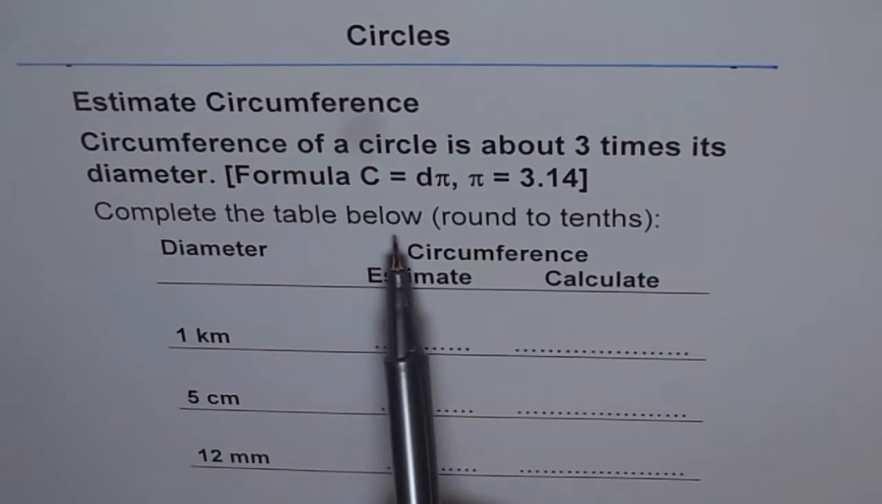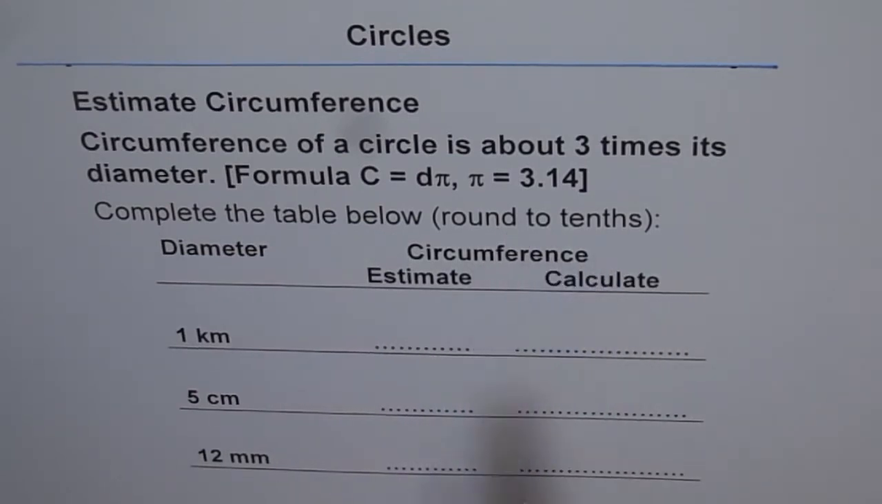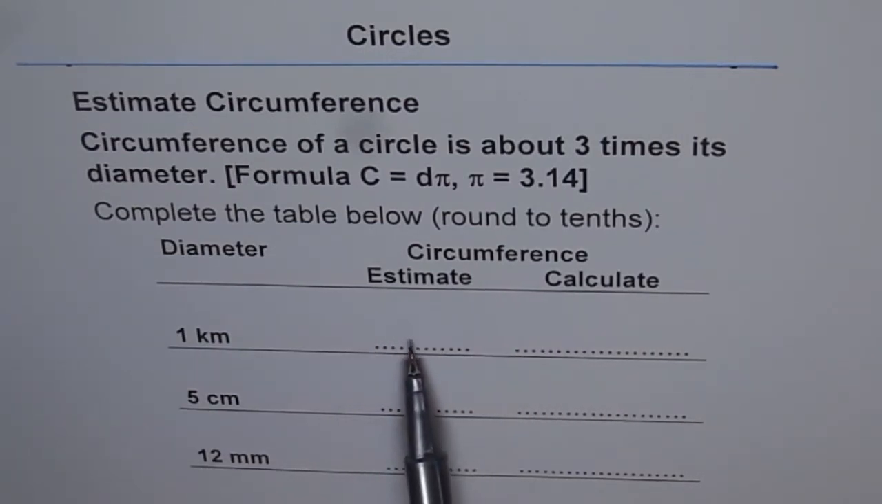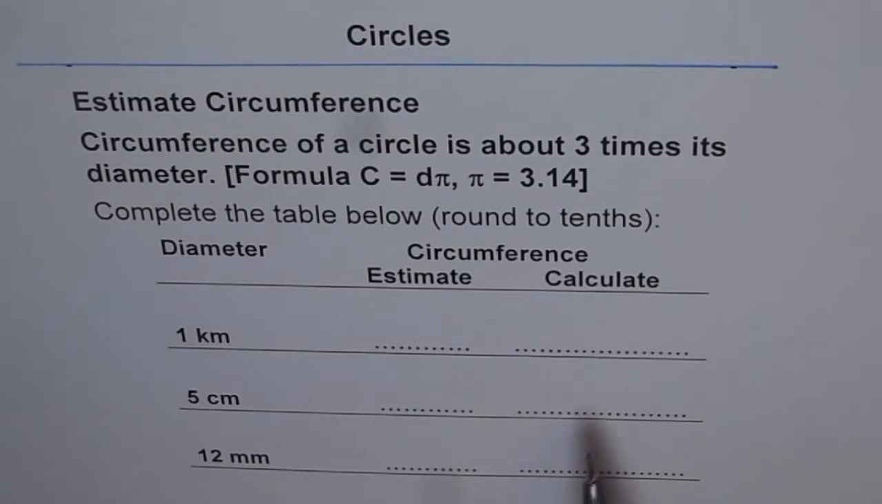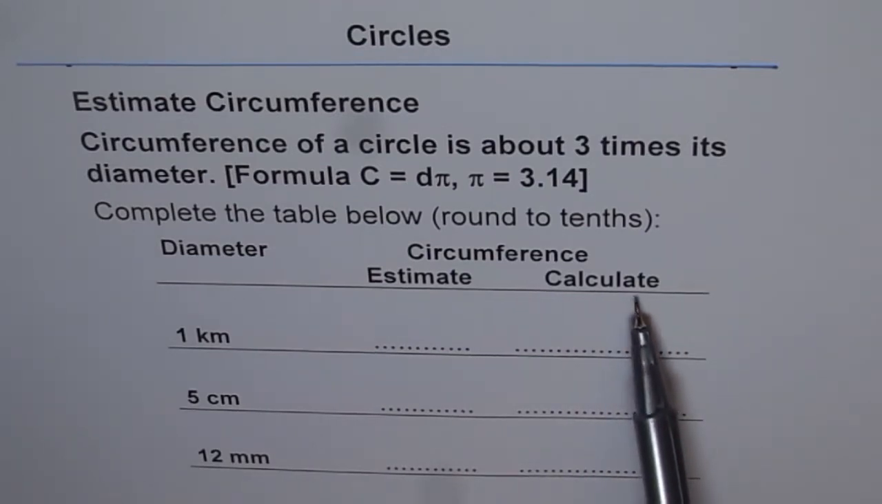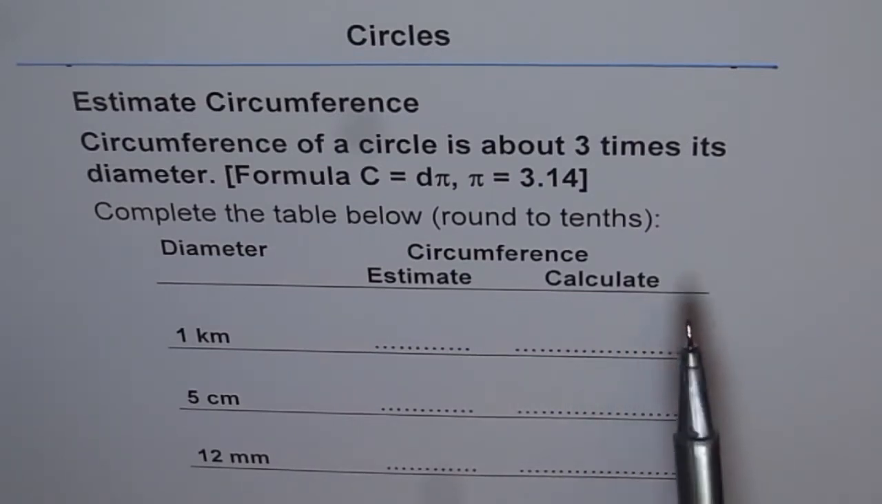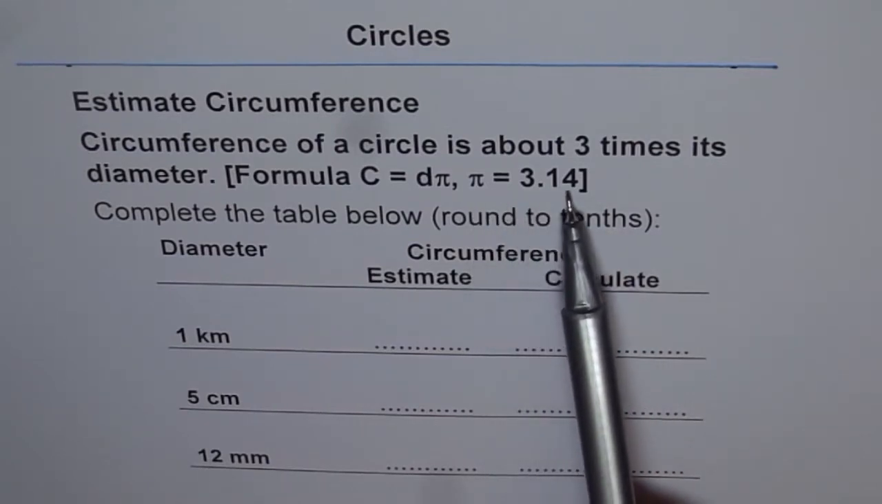Let's complete this table below, and we need to round to tens, okay? So in this table, we are given some diameters, right? And in the first column, you need to write, if diameter is 1 kilometer, then what is going to be the circumference? If diameter is 5 centimeter, then what is going to be the circumference? And if the diameter is 12 millimeter, what is going to be the circumference, right? Once you estimate, then use your calculator to calculate the circumference, okay? Using the value of pi as 3.14.